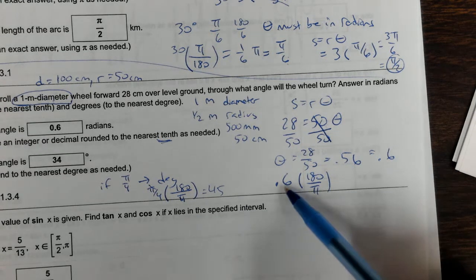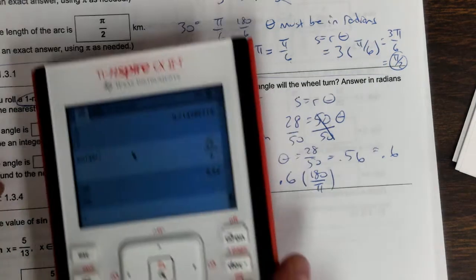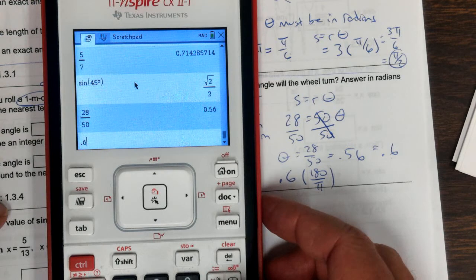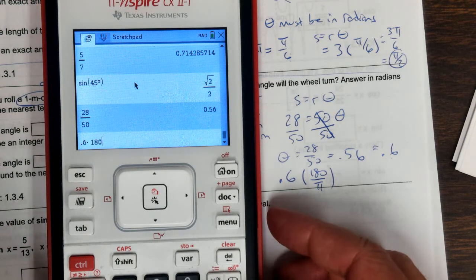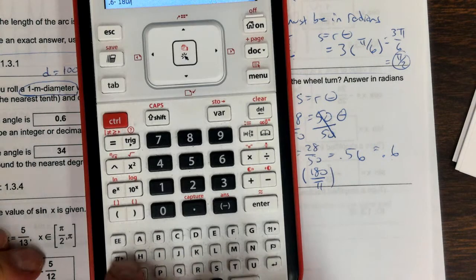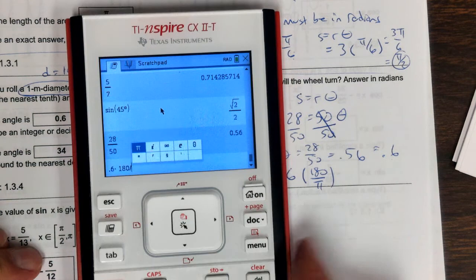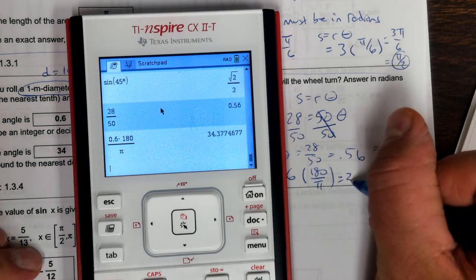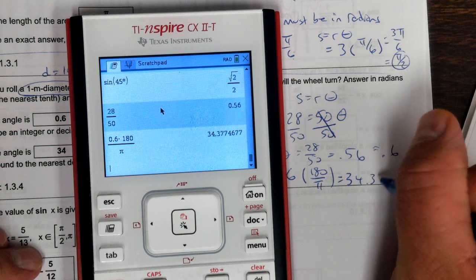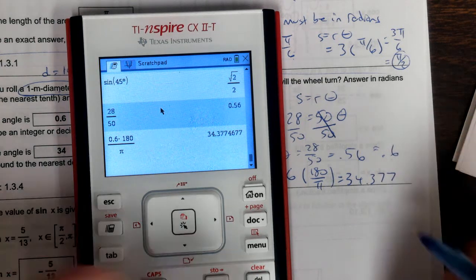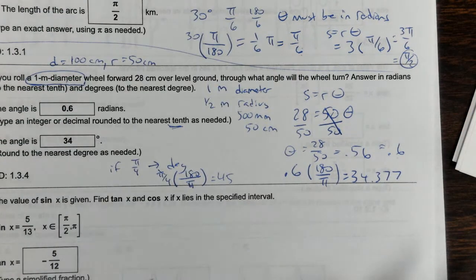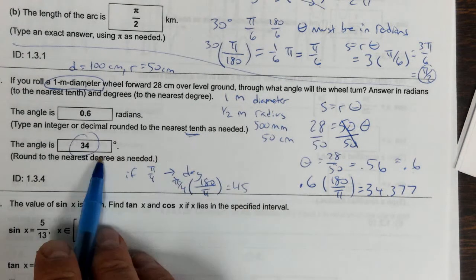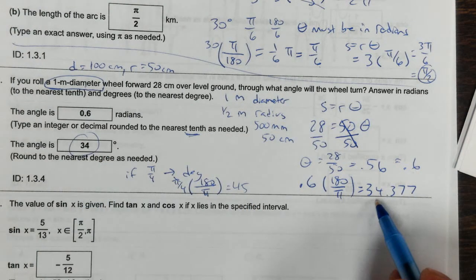So it's 0.6 times 180 over pi. 0.6 times 180 divided by, there is a pi button, and I get 34.377, and then that's 34 degrees. They want the nearest degree. So round down.